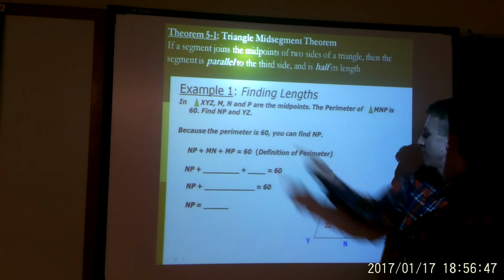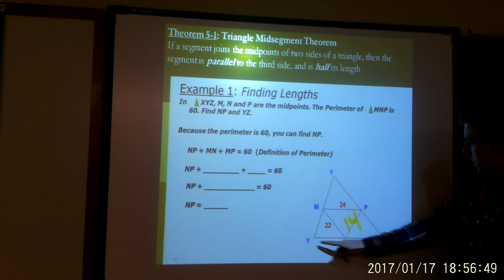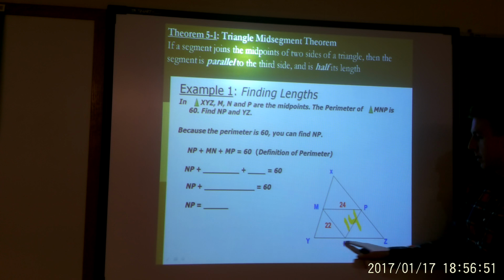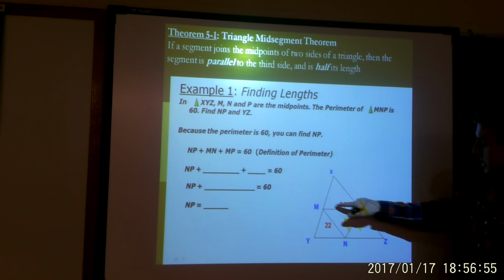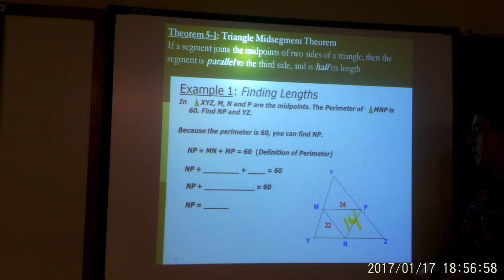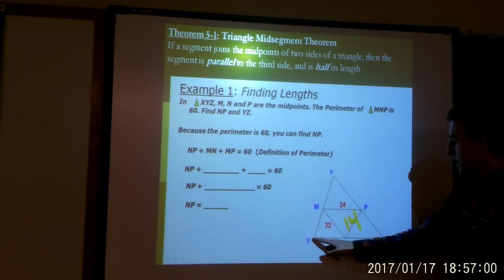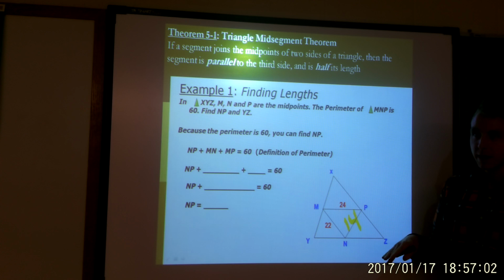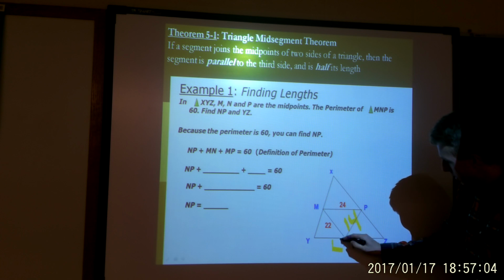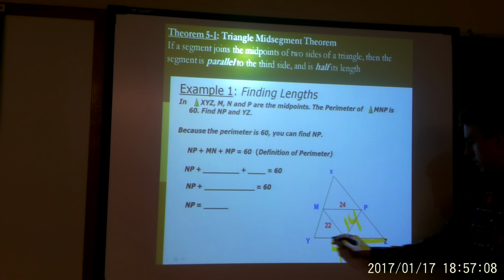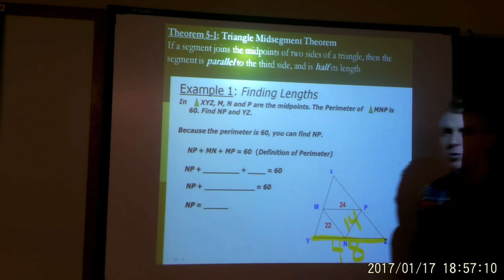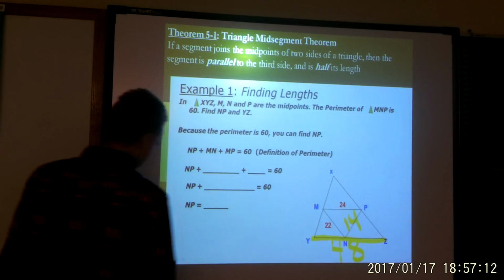And lastly, we want to find YZ. So YZ is right here. And again, we know these are midsegments, right here and here. This is a midsegment, midsegment, midsegment. So 24, this whole thing would have to be double that. Therefore, 48. So this bottom piece, 48 right down there.